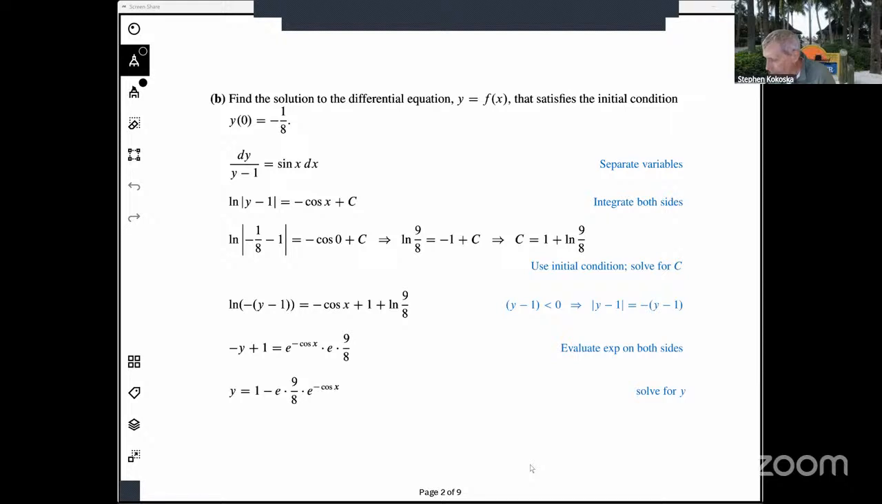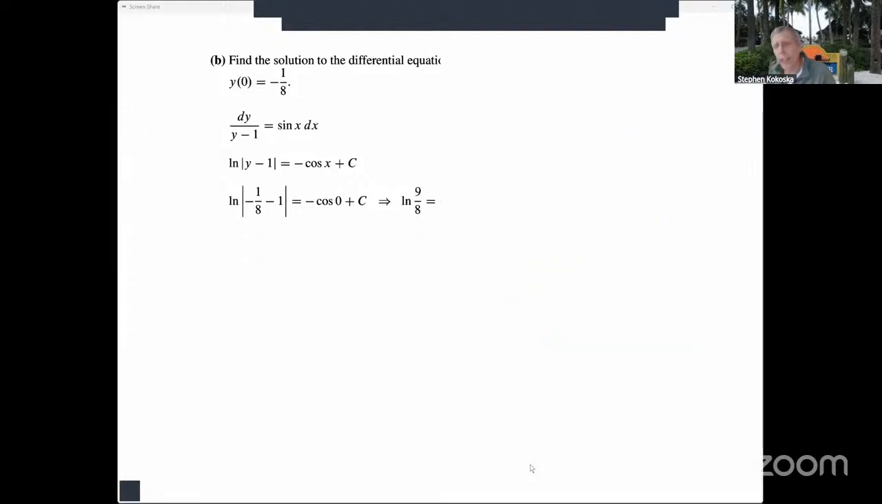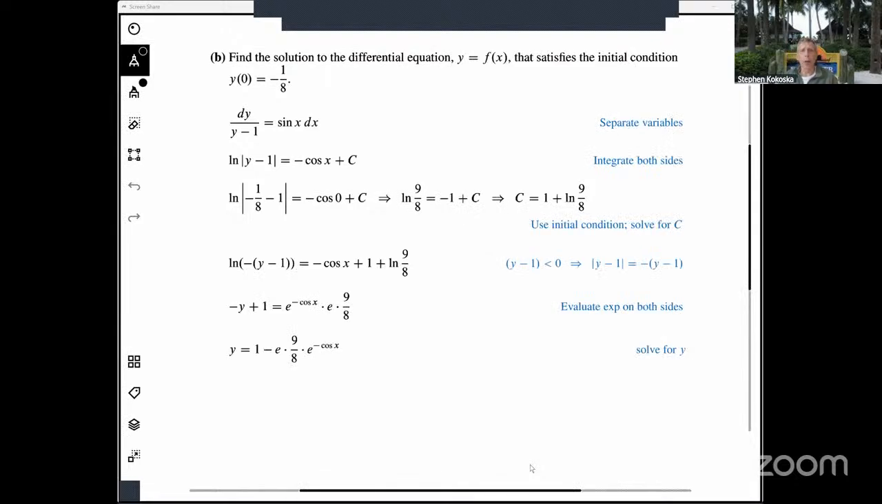Part B here is to find a solution to this differential equation that satisfies the initial condition y of 0 equals -1/8. This is a very common type of free response question. Not produce a slope field, but perhaps draw a couple of line segments. Oh, and by the way, Curtis, I did hear this morning that I don't think there are going to be any graphs reproduced in the physical part of the free response portion of the exam that students are going to be writing in.